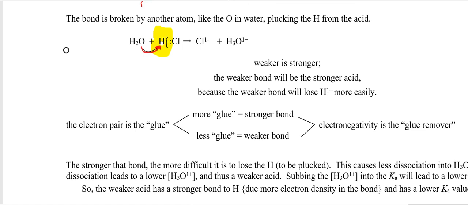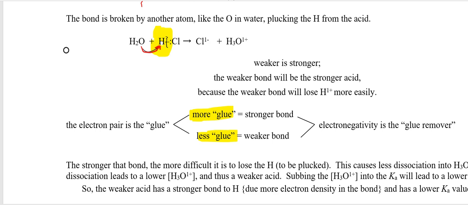The electron pair is your Velcro. That's your glue. Here's something you don't think about. I said more glue, stronger bond; less glue, weaker bond. Can you have more of an electron pair? Yes and no. Electrons are particles, but they're also waves. It helps to think of them as waves, able to meander back and forth like a wave.